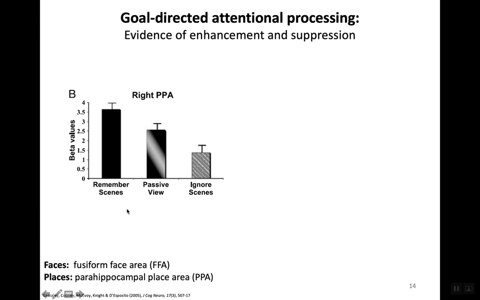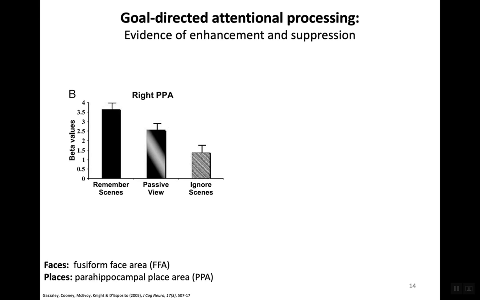One happens when participants view scenes and they remember those scenes. In the other, they don't do anything, or they actively ignore them since they need to pay attention to faces. With respect to the passive view condition, what was found is that activity is enhanced when participants pay attention to scenes within the right PPA. And this might not necessarily come as such a surprise, right? Since attention is supposed to enhance neural processing, based on what we've seen previously with EEG.